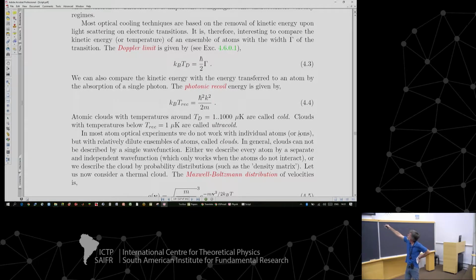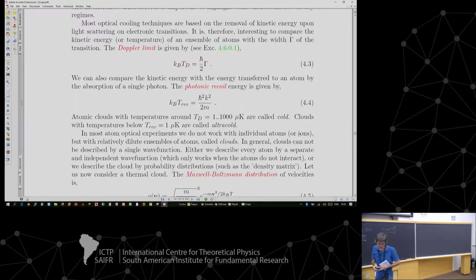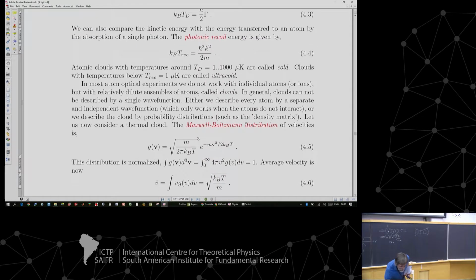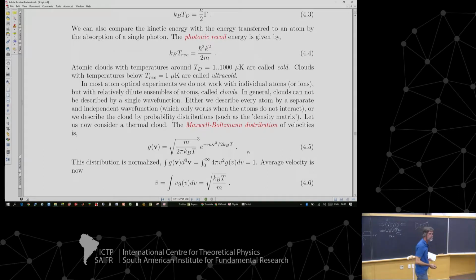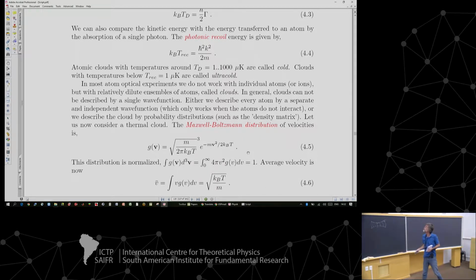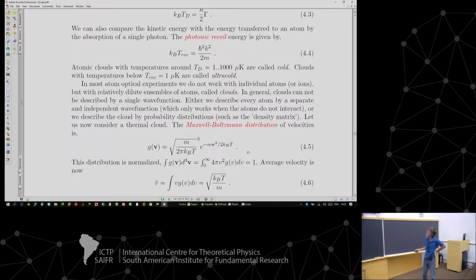So typically, Doppler temperatures are between 1 and 1000 microkelvin, depending on the transition that you use to cool, and below this limit, we often call this temperature ultra cold, below the recoil limit, which is typically on the order of 1 microkelvin. And 1 microkelvin actually is already very close to the temperature that you need for making Bose-Einstein condensation.